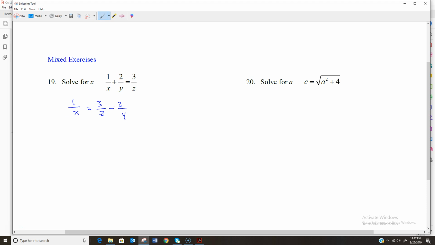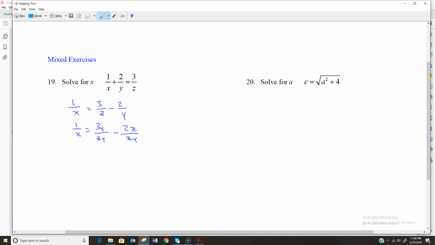But that's going to end up with x's in 2 spots over here. So I think the better thing to do here, and there's a variety of ways to do this, I'm just going to show you what I think is the best, is I'm going to find a common denominator over here and make this one fraction so that I can flip it. So I'm going to make this 3y over zy minus 2z over zy.